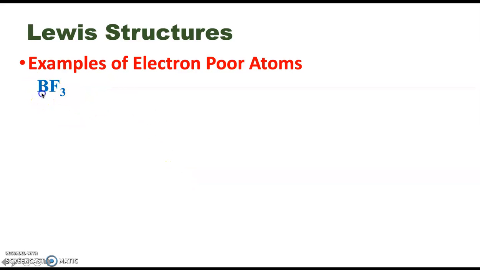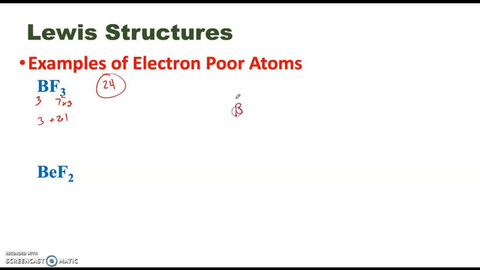So I'd look at boron. It has 3 valence electrons. Fluorine has 7 times 3 of them. So this comes out to 21 plus 3. So the magic number, or the number of valence electrons, is 24 for BF3. It would be boron trifluoride.